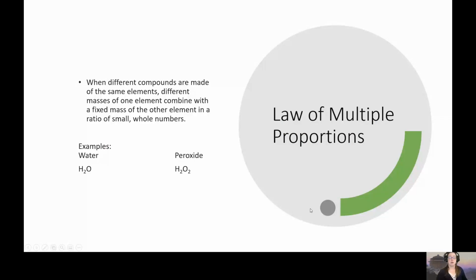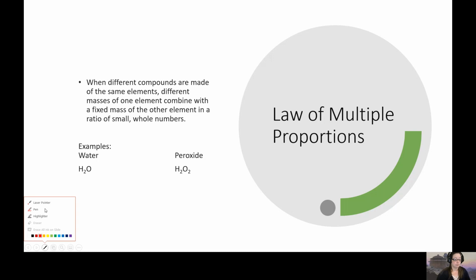Okay, so we're going to pick up with the law of multiple proportions. The law of multiple proportions just states that when different compounds are made of the same elements, different masses of one element are going to combine with a fixed mass of the other element in a ratio of small whole numbers. For example, water and peroxide.